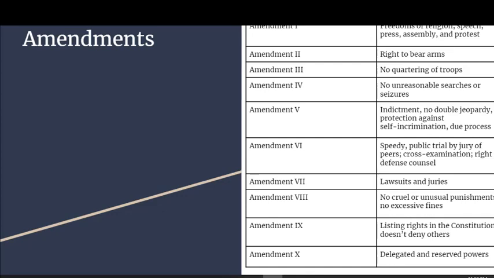Amendment number 9 and number 10 are important to federalism, as number 9 discusses that listing rights in the Constitution doesn't deny others' rights, which means the people have rights that are not exactly expressed in the Constitution. And in Amendment 10, the states have delegated and reserved powers that aren't expressed to the federal government. One of the examples would be over education in schools and marriage records.